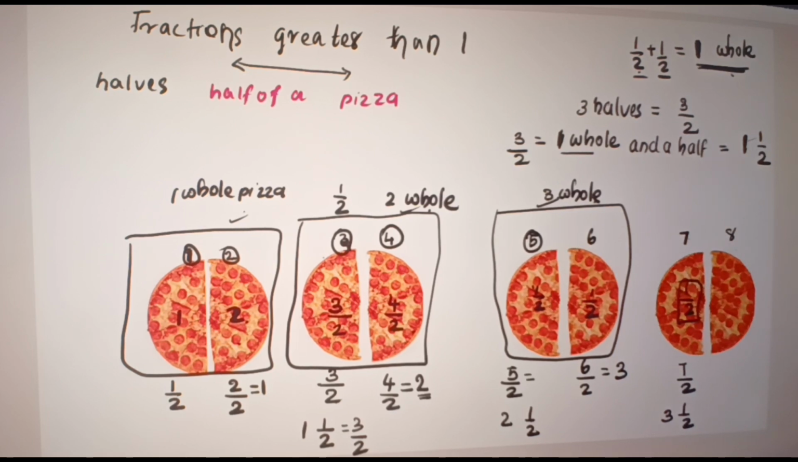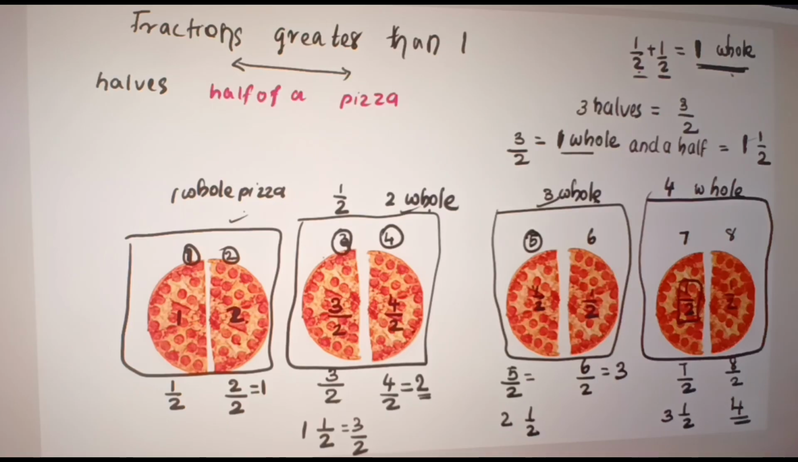If you have 8 halves, 8 halves means 8 over 2. So that is 4 whole pizzas. 8 halves make 4 wholes.